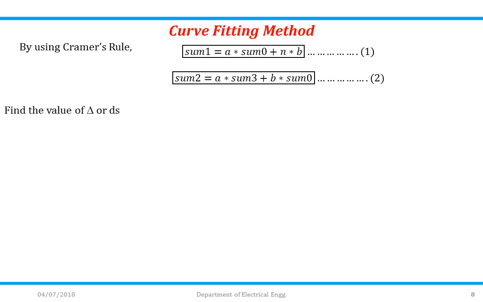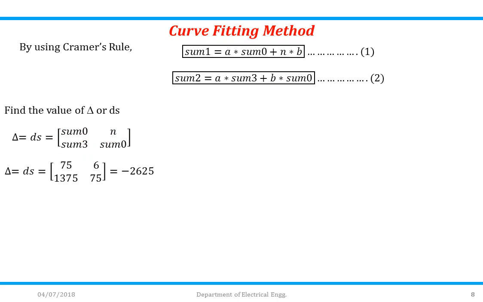Now the aim is to find the value of delta, or ds. We can calculate delta as follows: take sum 0, n, that is the coefficients of a and b, and then sum 3 and sum 0. We can calculate the determinant value, which is sum 0 into sum 0 minus n into sum 3. Substituting values here, we get the answer as minus 2625.